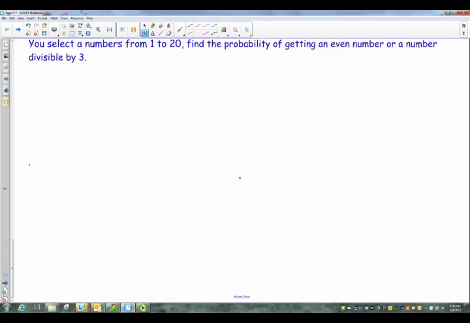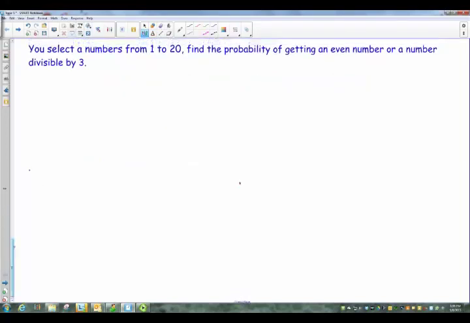Okay, so you select a number from 1 to 20. What's the probability of getting an even number or a number that's divisible by 3? All right, so let's start with the even. From the numbers 1 to 20, how many even numbers are there? Well, it's every 2 numbers, so there's 10. So 10 out of 20 are considered even.